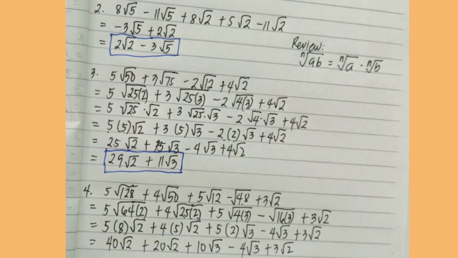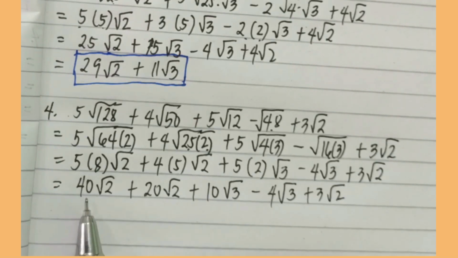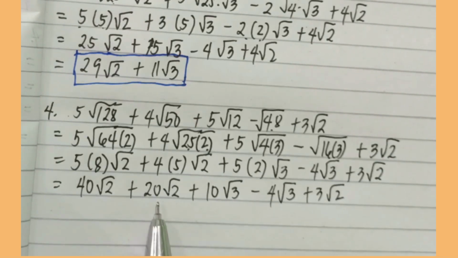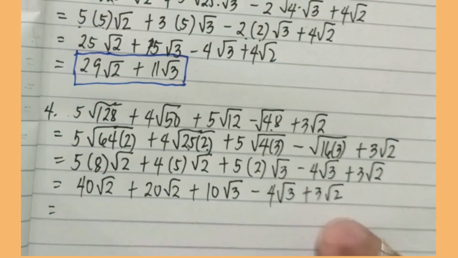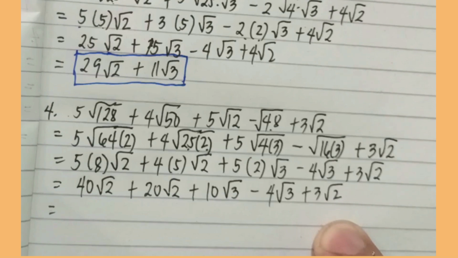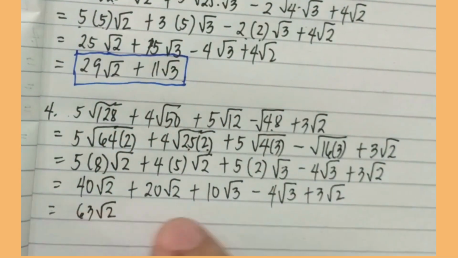So in this case, in the given expression, we're going to add those having the same term, like 40 square root of 2 added to 20 square root of 2. So we now have here 60 square root of 2 added by 3 square root of 2. So we now have here 63 square root of 2 as the answer, if we're going to combine the same terms, the same radical, index and radicand.